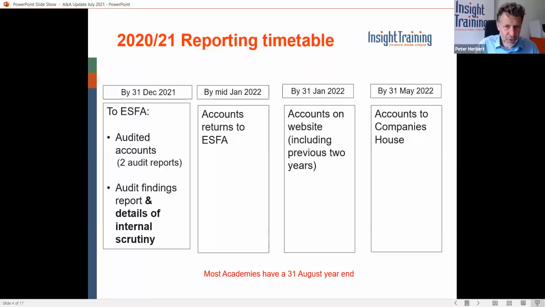And then given that academies, of course, are limited companies, they would need to file at Companies House by 31st of May of 22. And if you're regulars on Academy updates, you'll be familiar with that idea of the time frame for the various reporting aspects. Back to normal, we think, for this year's assignments.